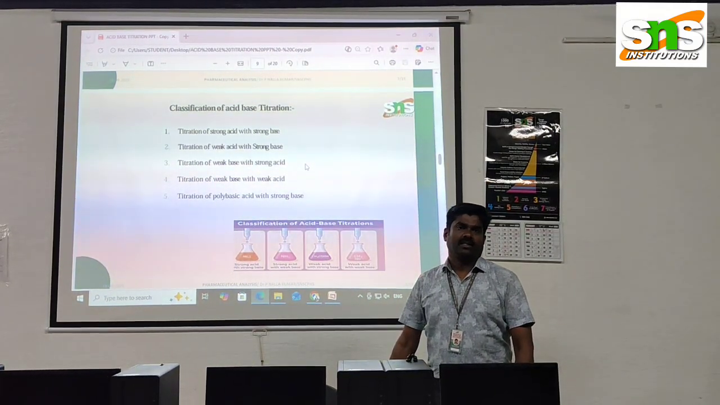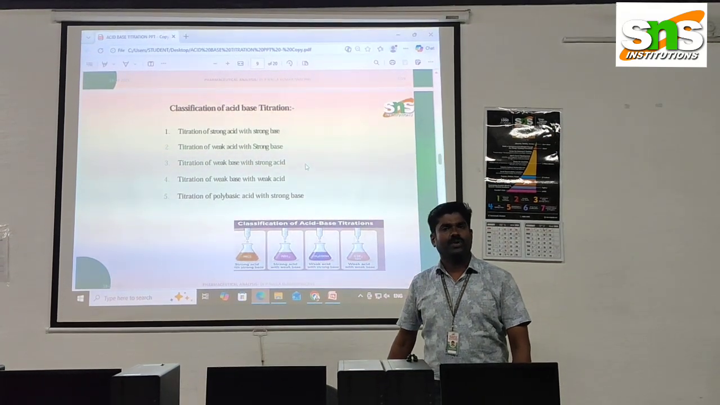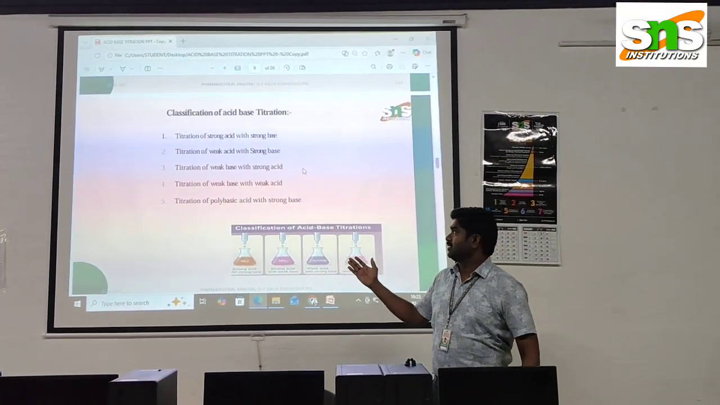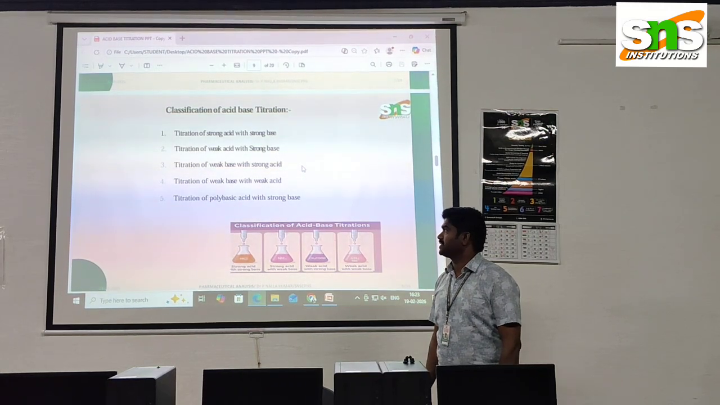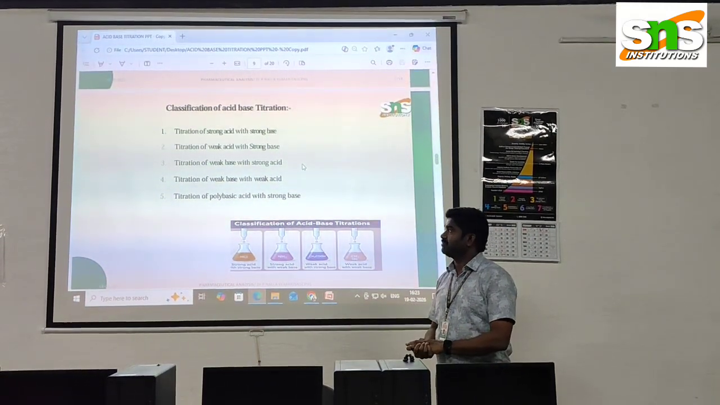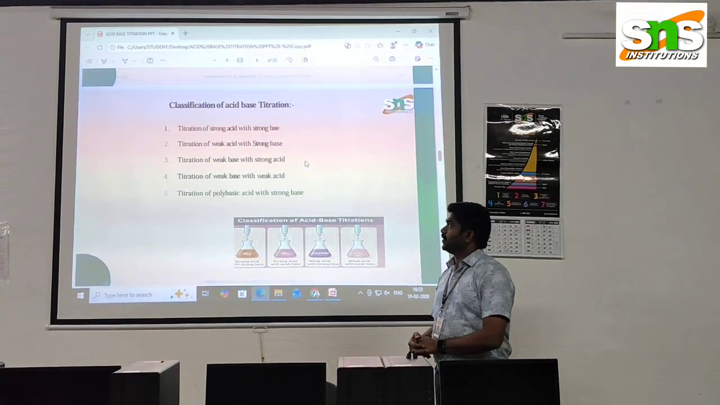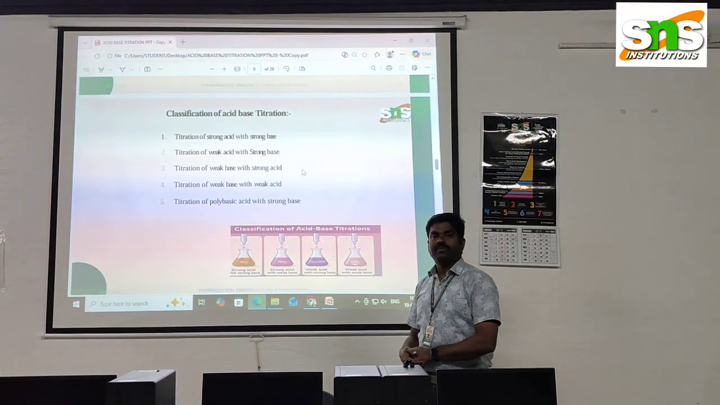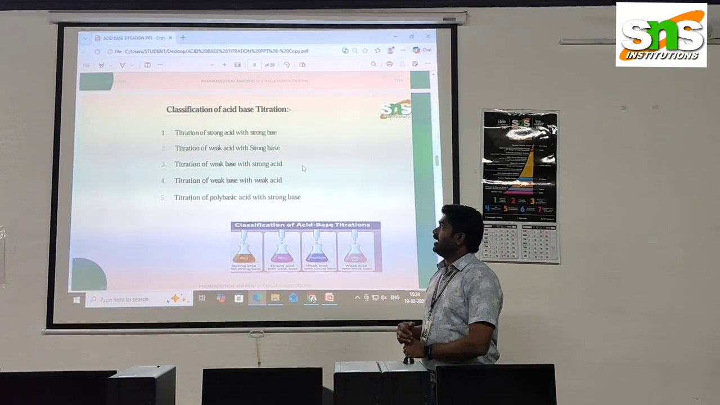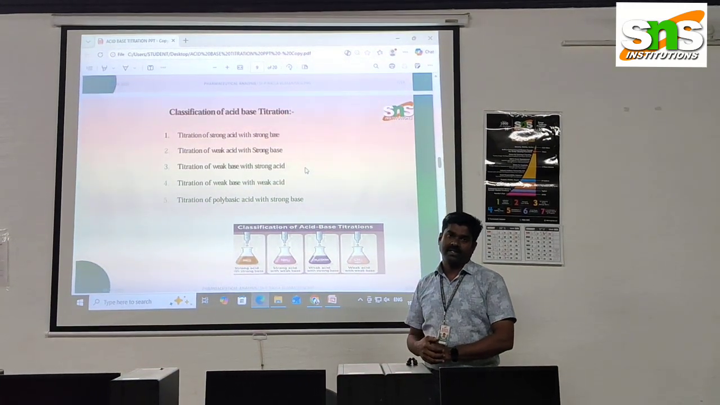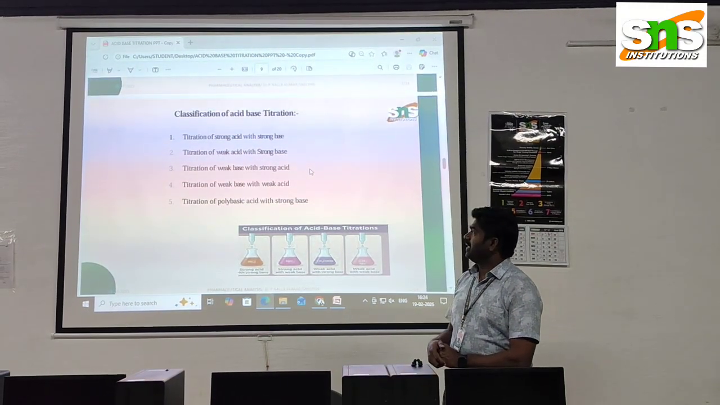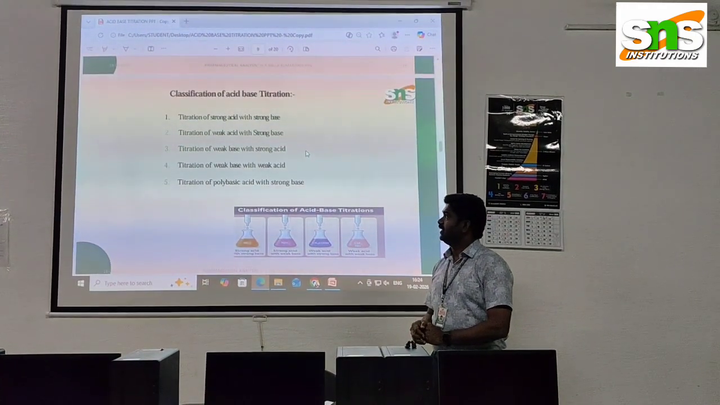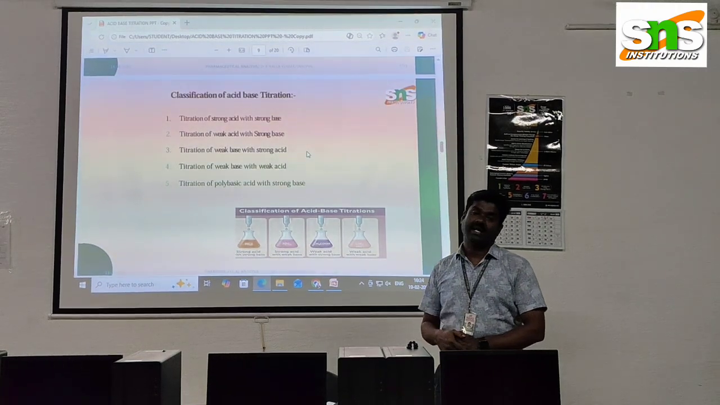These acid base titration types we are going to see today. In this acid base titration, we have classified mainly 4 types. First I am going to explain these major 4 types, then we will see the 5th type also. The first type is the titration of a strong acid with a strong base. The second type is a weak acid versus a strong base. The third type is a weak base with a strong acid. The fourth type is a weak base versus a weak acid.